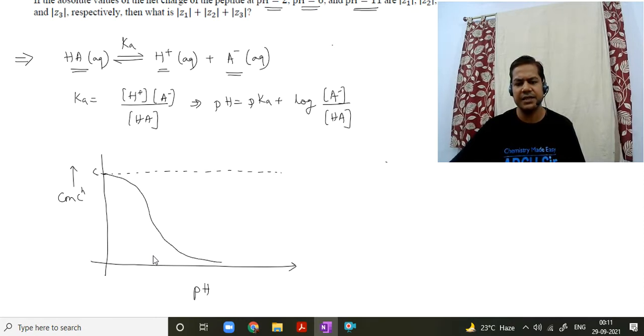At very high pH, almost all the HA will get ionized and a very negligible amount of acid will remain in the unionized form. So this part of the graph represents the concentration of HA.